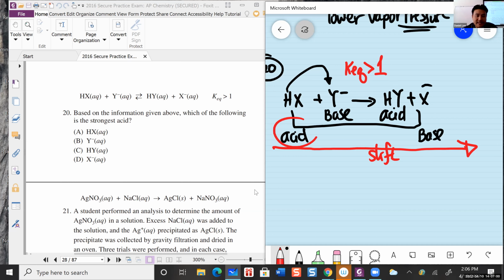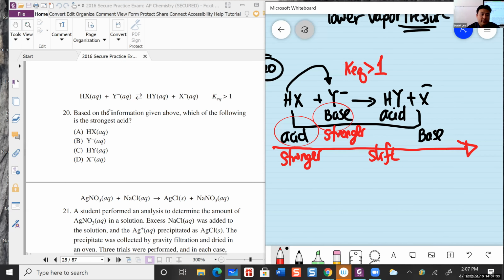This means the left sides are stronger. The left acid is the stronger acid, the left base is a stronger base. That's why they push the equilibrium to the right. The stronger acid on the left will donate the proton. The stronger base on the left will accept the proton, forcing equilibrium to the right. So if the equilibrium constant is greater than one, the left side is stronger. The opposite is true, right? If the equilibrium constant is less than one, then the right side is stronger.